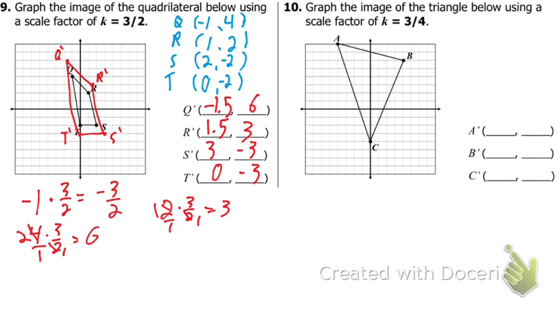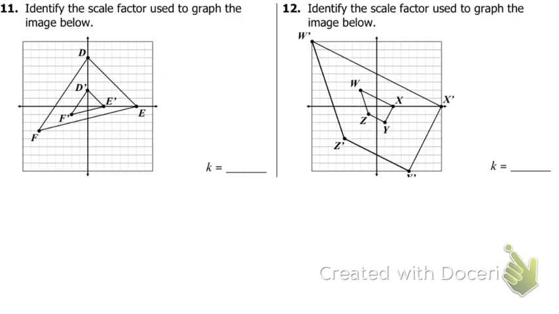Okay, continuing on. Let's look at 11. We're trying to identify what the scale factor is. Just like we identified the translations before, what might be easiest is to pick out one point from each image, from the pre-image and the image. So what might be one point that we want to pick out on this pre-image? Maybe D or E. Why would it be easier to do D and E? Because they're on an axis. So one of the coordinates is 0. Which one do we want to choose? Raise your hand for D. Raise your hand for E.